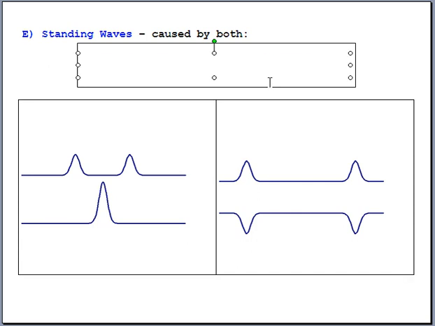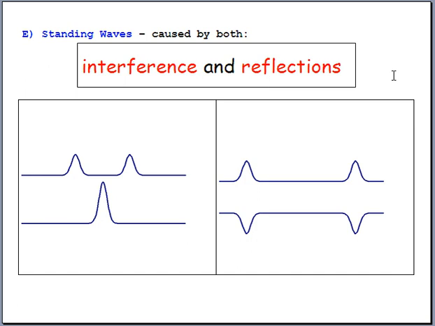Key things that cause standing waves, you have to have happening at the same time interference, which we've just talked about, where you have constructive or destructive interference perhaps, and reflections off of some sort of end. So these waves can turn around and come right back at you and do that interference all over again.